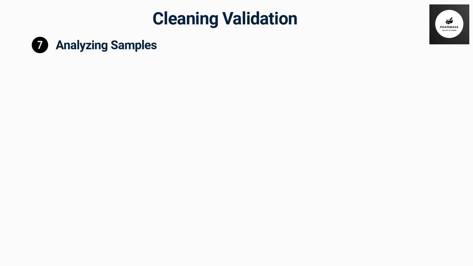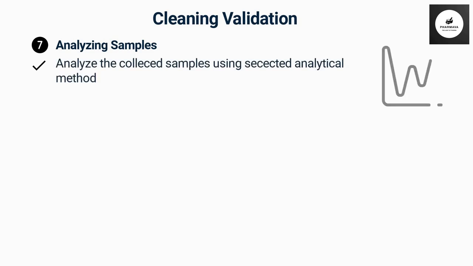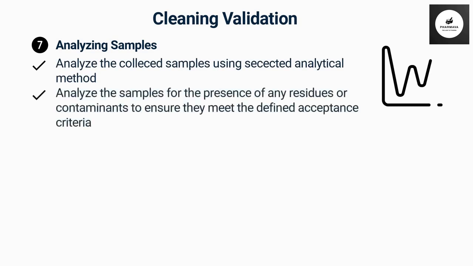Step 7. Analyzing samples. The collected samples are subjected to rigorous analytical testing using the selected methods. We analyze the samples for the presence of any residues or contaminants to ensure they meet the defined acceptance criteria.